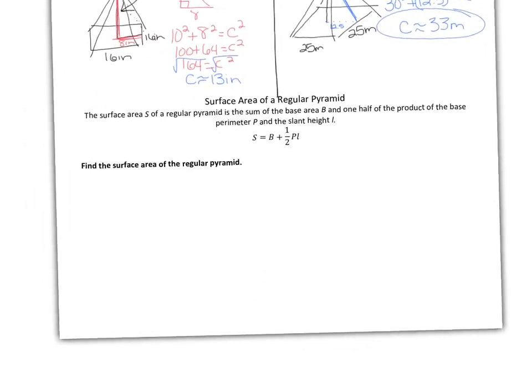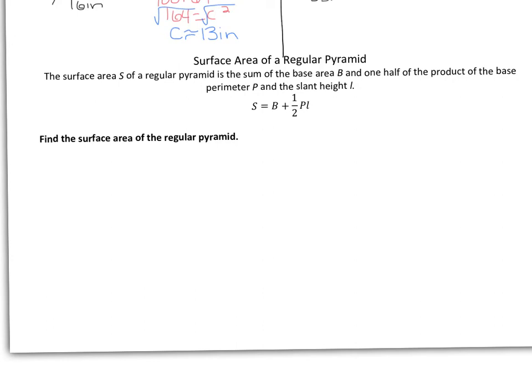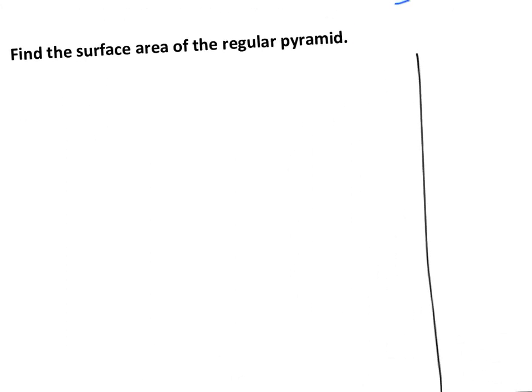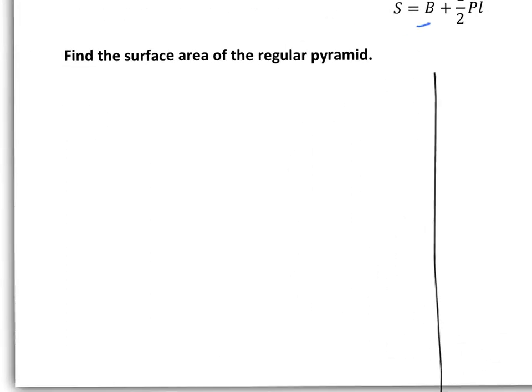Okay, so now let's move on to the actual formula. To find the surface area of a regular pyramid, we're going to take the area of the base, which once again we're going to call big B, and then add 1/2 times the perimeter of the base, times L, which is my slant height. So we're just going to go ahead and apply that formula here.